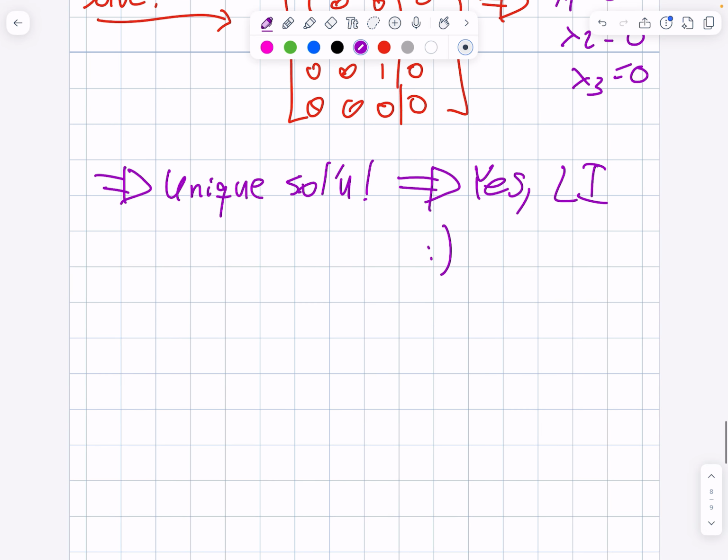I'm not going to do this example right now, but I'll just say this is a good exam question. It's an example which I won't do. It's a good exam question.